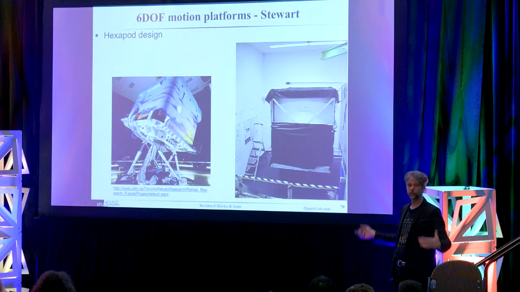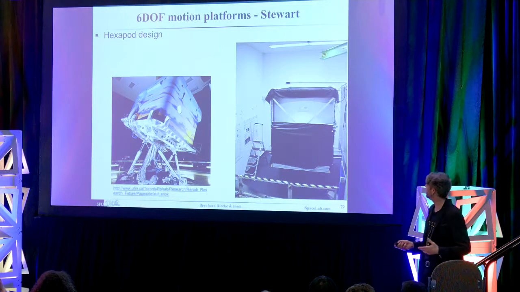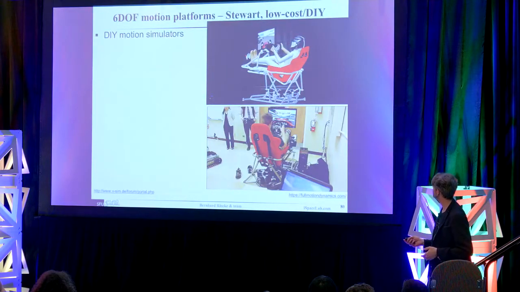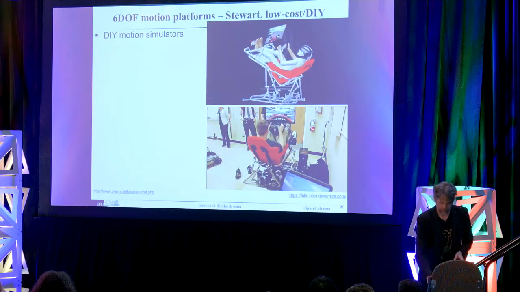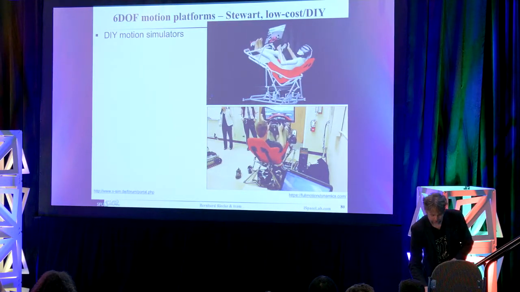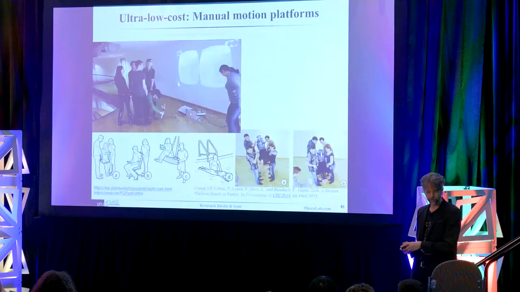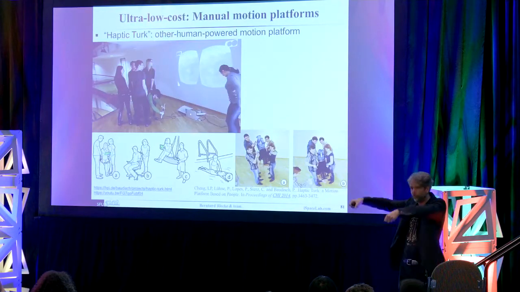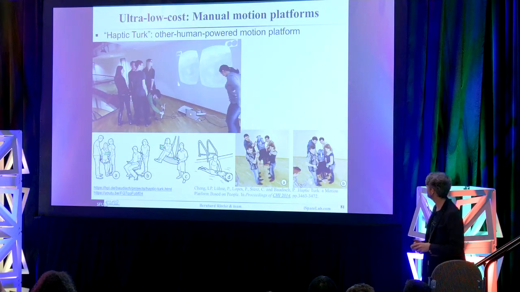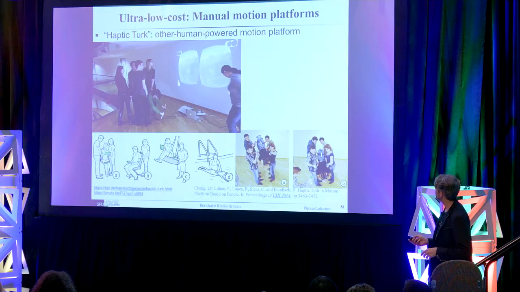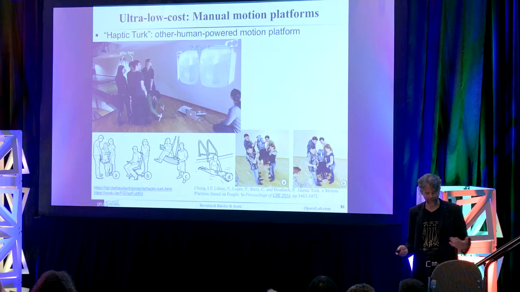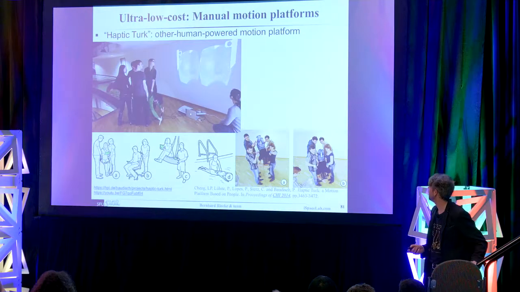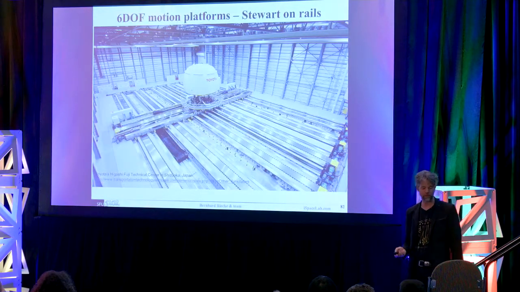Of course, if you want full motion, you can use these big hexapod motion simulators. There's cheaper do-it-yourself versions that you can use, but it's not quite as easy to do. Or you can even just have other people move you up and down. That's kind of like the super easy version, basically. So talking about prototyping, that's really rapid prototyping. Kind of the opposite of these approaches.